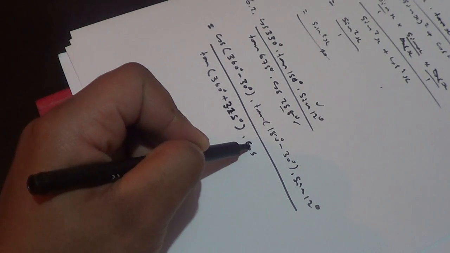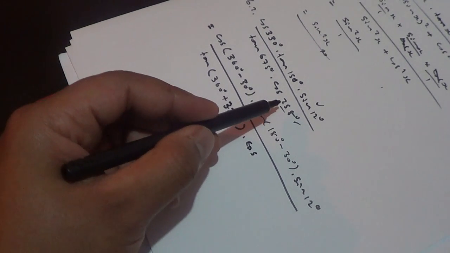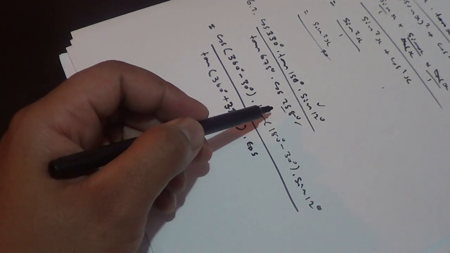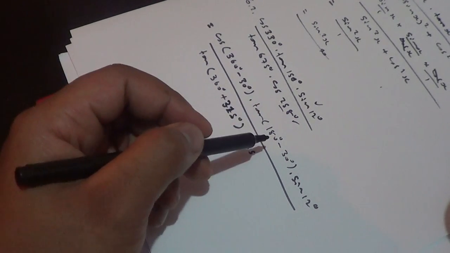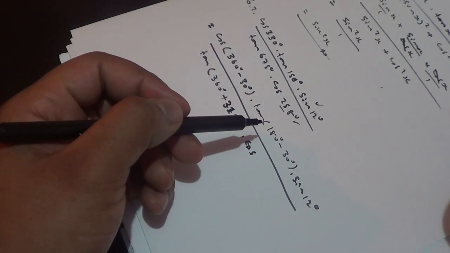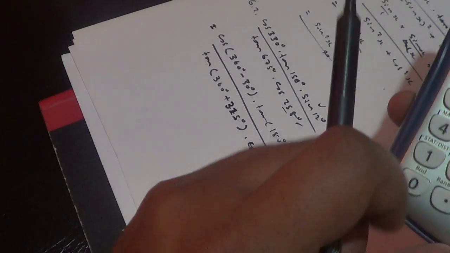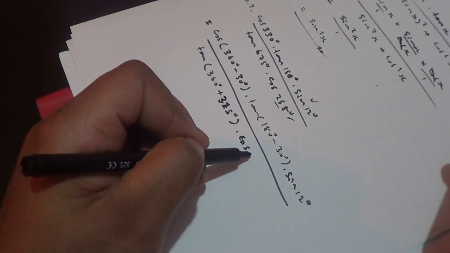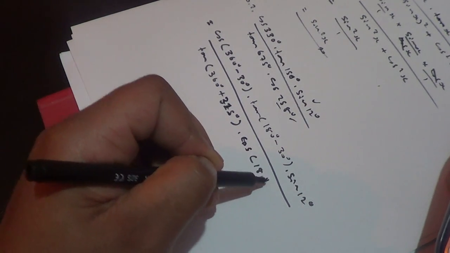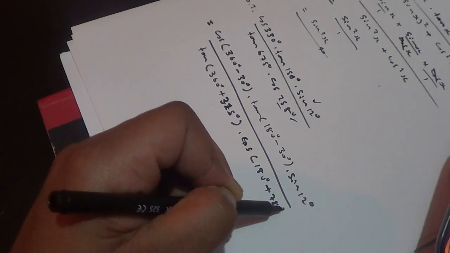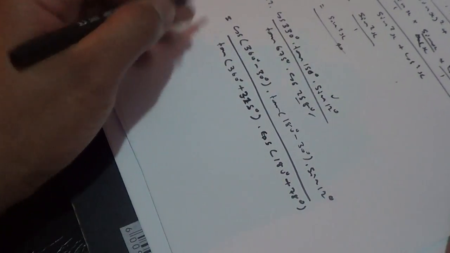Let's see, 258 and 180. Let's just say 258 minus 180, it's 78. So this is the same as cos of 180 degrees plus 78 degrees. Okay, easy stuff.